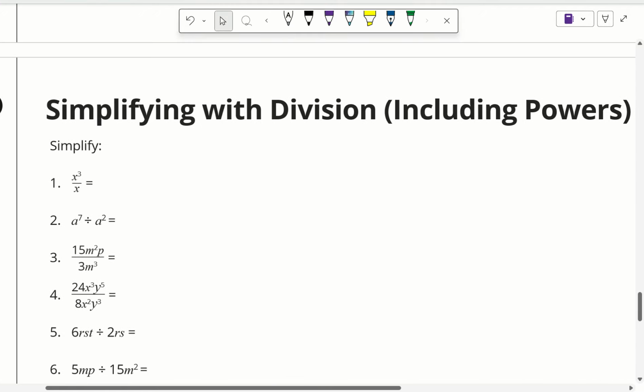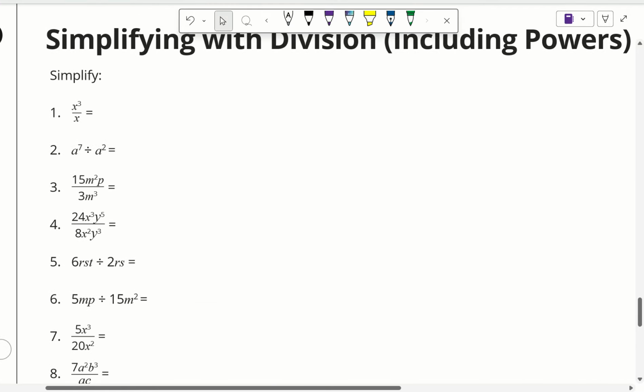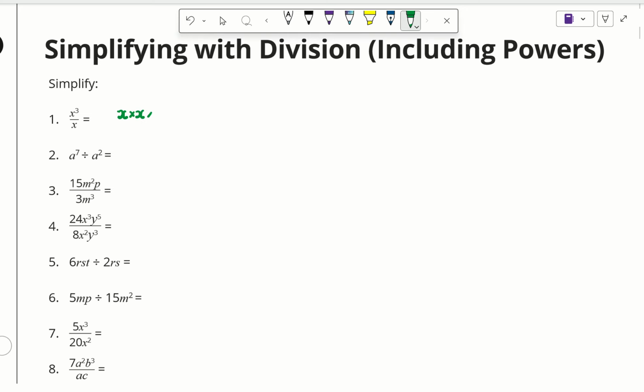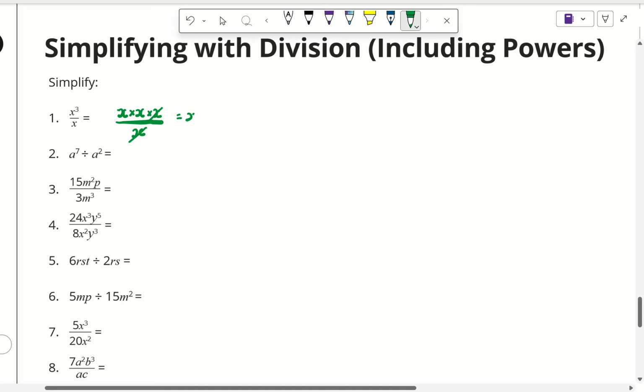We've already done those. Let's simplify with division now. Notice if I do this longhand, and I think you should do it longhand for a while, it's x times x times x over x. Now you can see here that we've got 3 x's on the top and 1 x on the bottom. Well, look, that's going to cancel out with one of those x's, and we've got x times x, which you know is x squared.